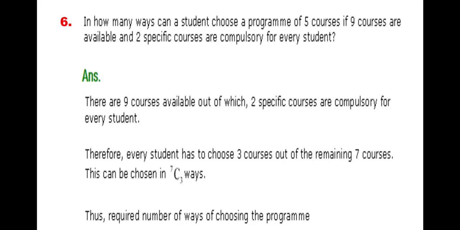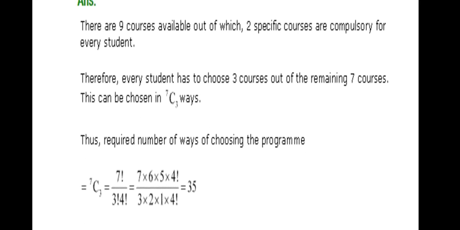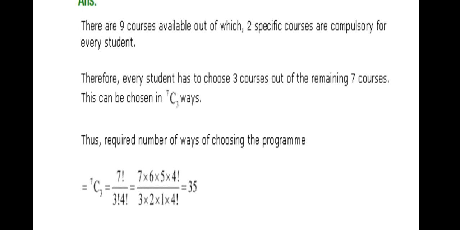7C3 ways. So calculating the value of 7C3, factorial 7 by factorial 3 into factorial 7 minus 3, which is factorial 4. So expanding factorial 7, 7 into 6 into 5 into factorial 4 divided by 3 into 2 into factorial 4, the factorial 4 gets cancelled, and after cancellation we will get the value 35.